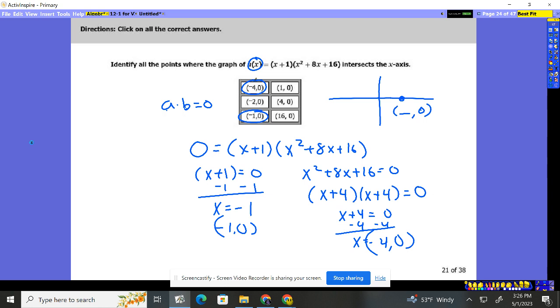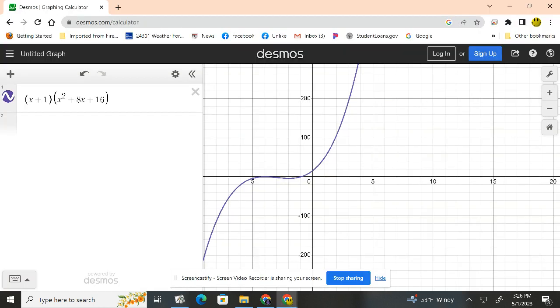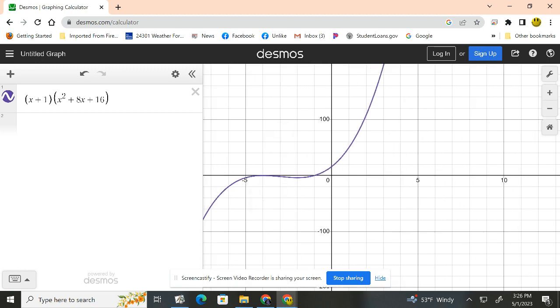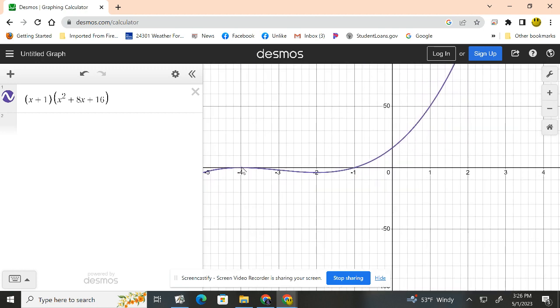Now, I'm done. I'm happy. It's crossing in two spots. I could go graph it to double check myself. I already went and did that, and I entered the equation, and here it is. If we zoom in, you can sort of see, you've got to use two fingers. You can see it's hitting right there, at (-4, 0) and at (-1, 0). So those are the two spots where it crosses the x-axis.